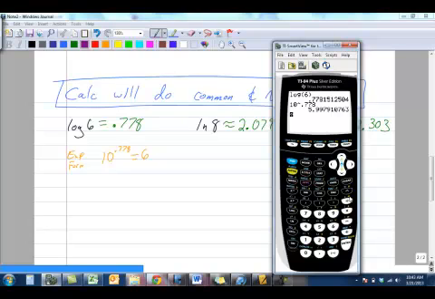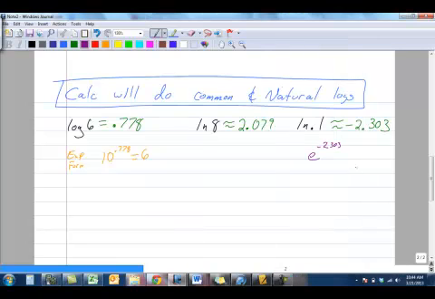Second, now check this out. We talked about the e above the division key. There's also an e above the natural log thing, right? It's e to the power of x, and that's just aching for its exponent. Put in negative 2.303, and you get approximately 0.09999. Again, that's approximately 0.1. It is base e.